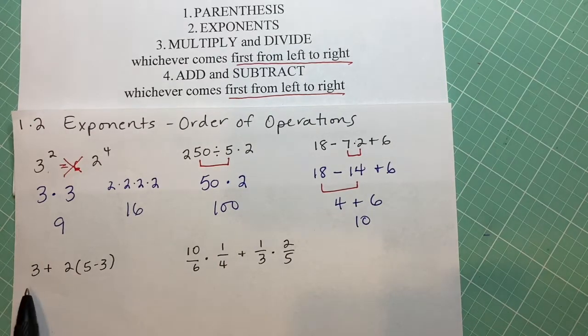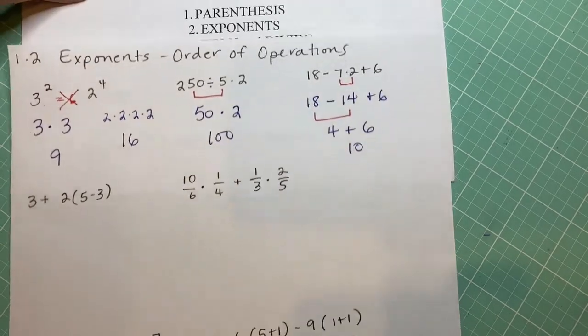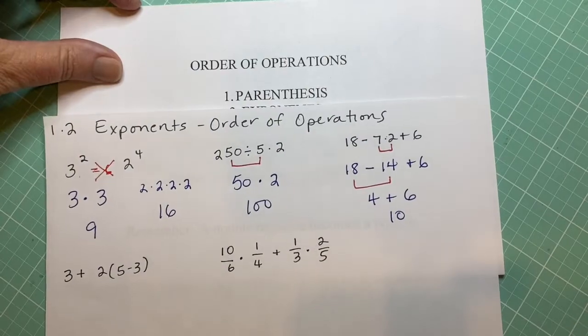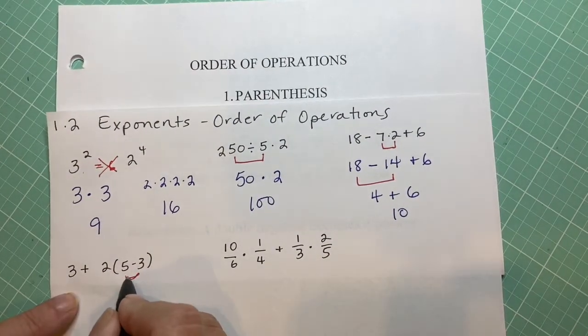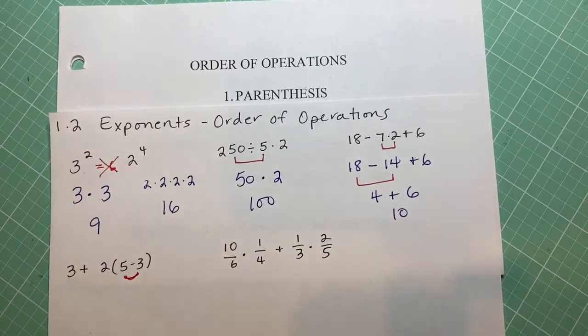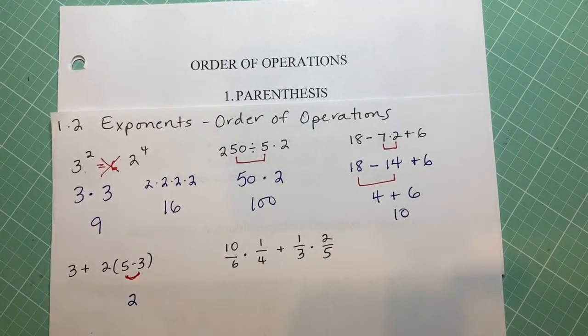Okay, let's look at this next one down here. So now we're getting into parentheses. So step 1 is, does it have any parentheses? And this one does. So we're going to do what's inside that parentheses. So I'm going to say 5 minus 3 is 2.